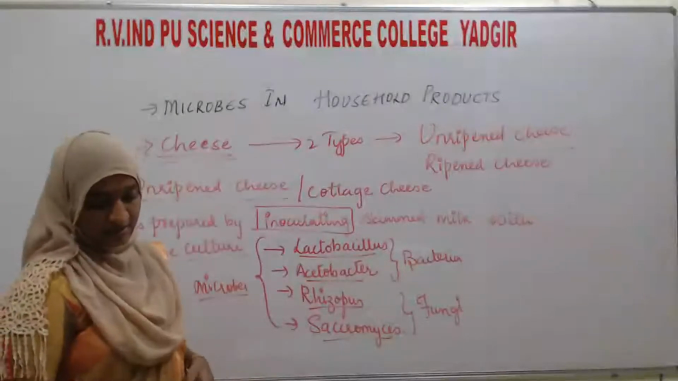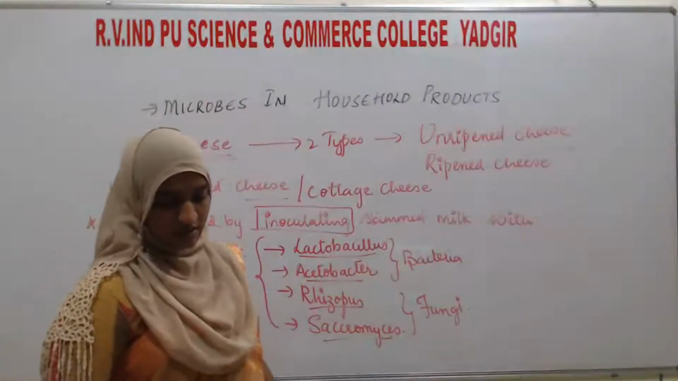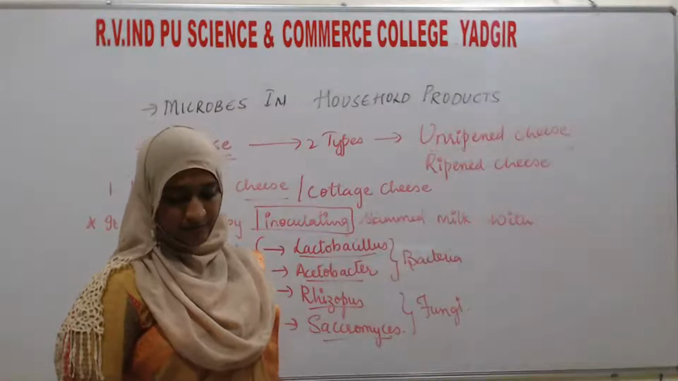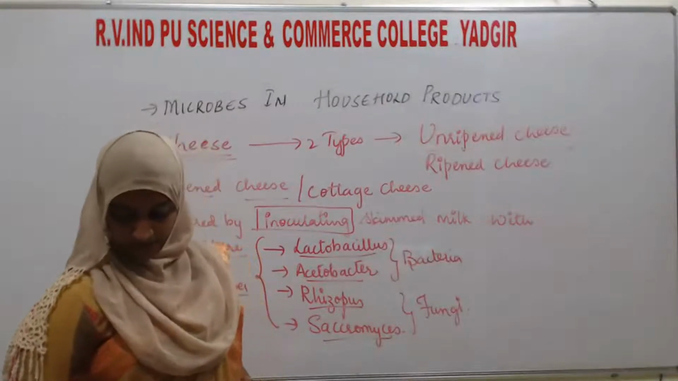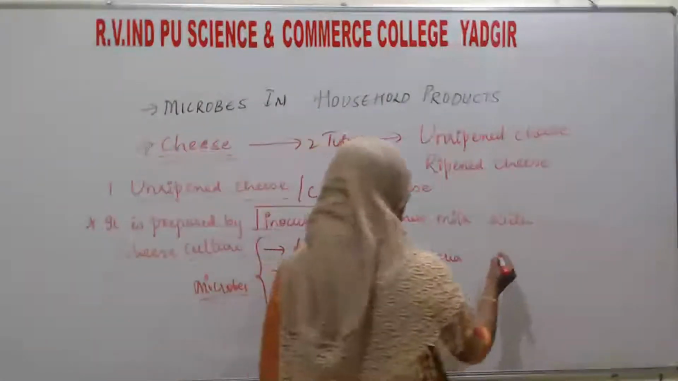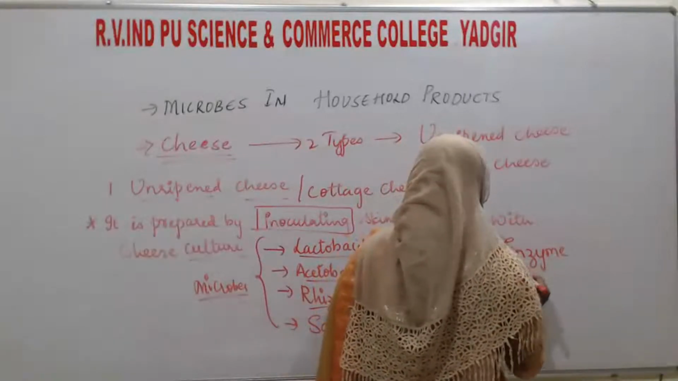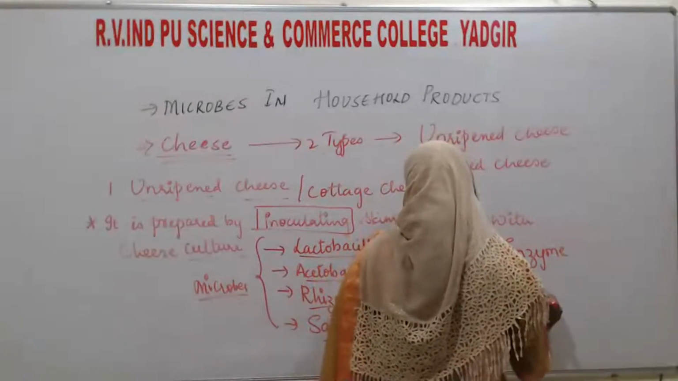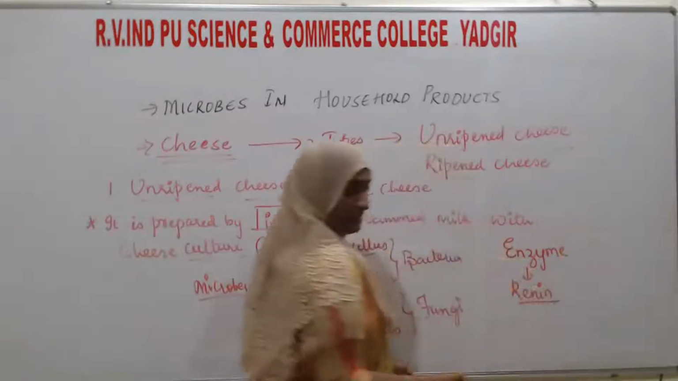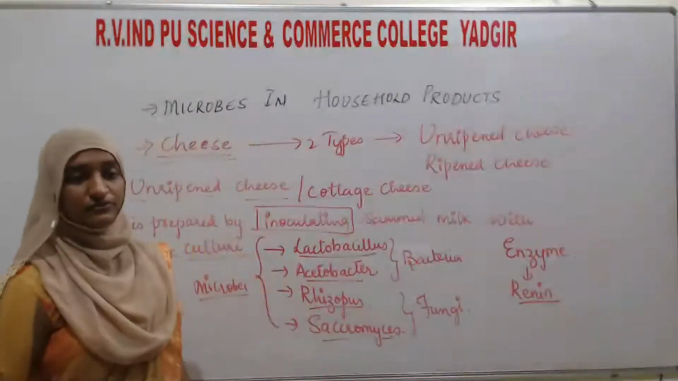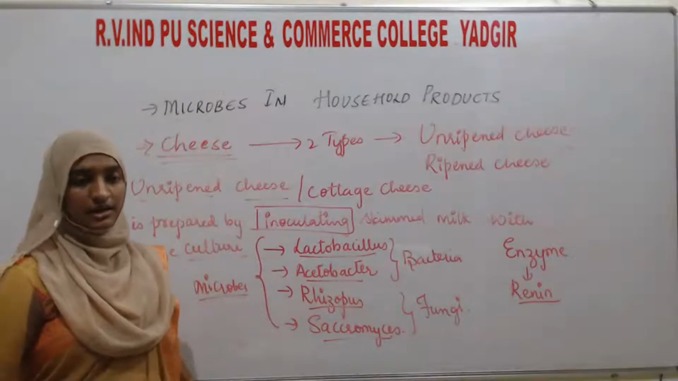After that, one more thing, they are also going to add one enzyme that is very important, and the name of that enzyme is renin. What is that enzyme which is used in the preparation of cheese? That is renin.